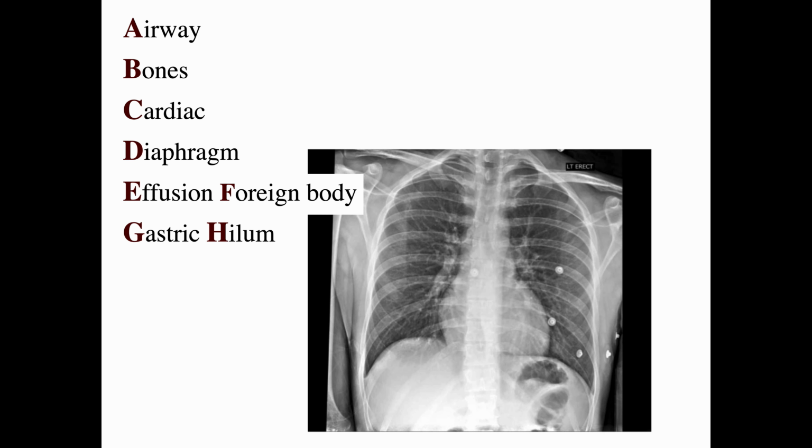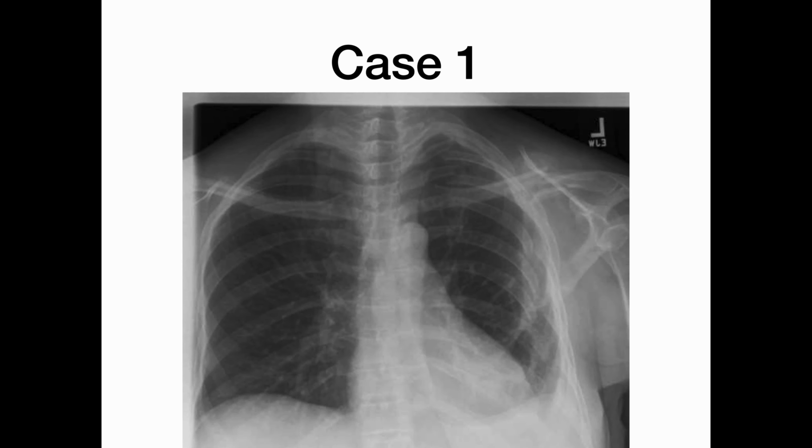But at a minimum, if a person who is over 65 is tender in an area after a fall, you need to get a plain film, if not a CT. So airway, bones, cardiac, diaphragm, effusions, foreign bodies, gastric, hilum, as you've been taught from medical school. But if I present you with this x-ray, you can see that there's something bad going on in the left-hand side of that person's chest.